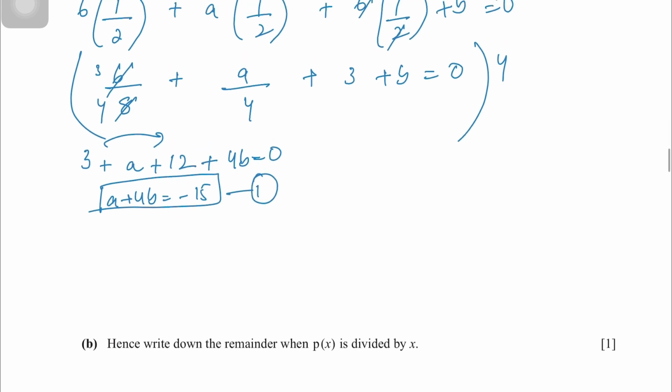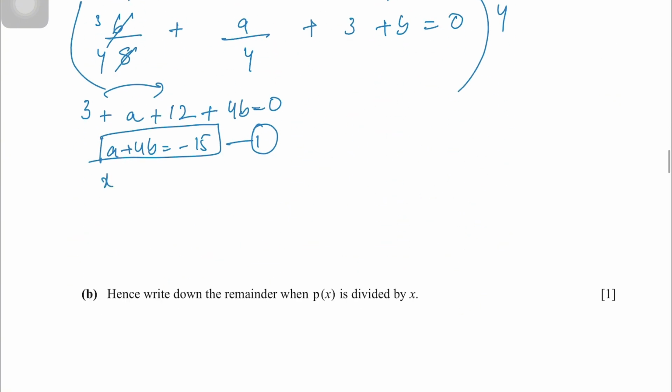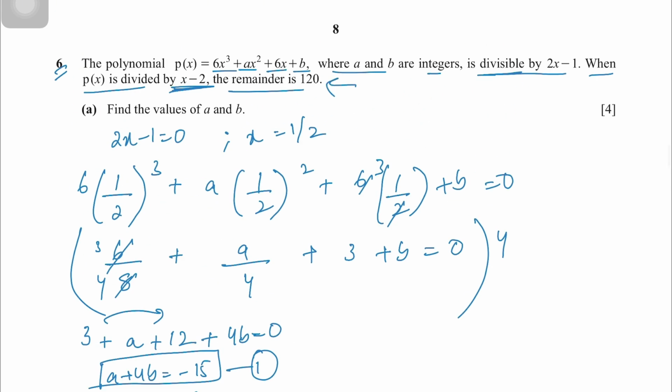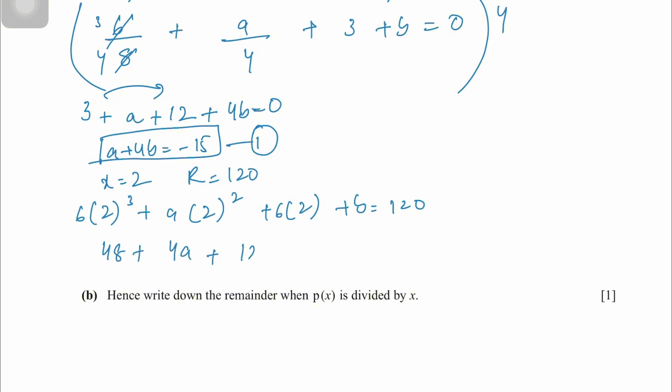Now let's move to our second equation where we are supposed to be dividing it by x minus 2. So this would be x equals 2 and our remainder is 120 as stated in the question. So let's plug 2 in the equation, so this would be 6 into 2 cubed plus a into 2 squared plus 6 into 2 plus b equals 120. And then we solve this. After solving this, we get 48 plus 4a plus 12 plus b equals 120. This would be 60. This 60 would go over there. So this would be 4a plus b equals 60.